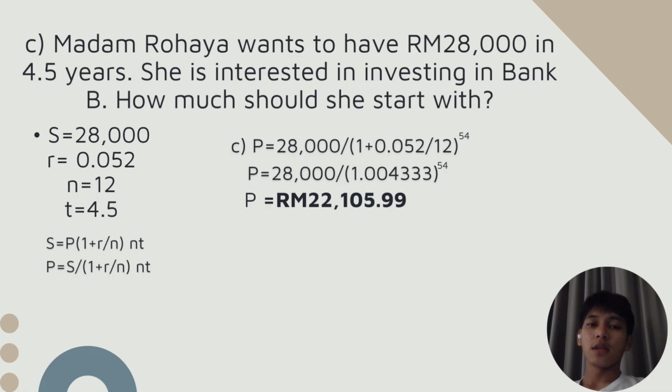For the calculation, P equals 28,000 ringgit over open bracket 1 plus 0.052 over 12 close bracket power of 54, and then 28,000 ringgit over open bracket 1.004333 close bracket power of 54. The answer would be 22,105 ringgit point 99 cent.